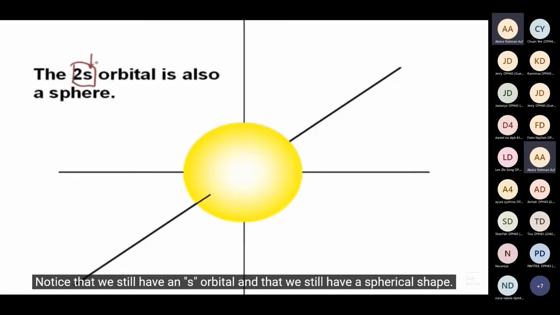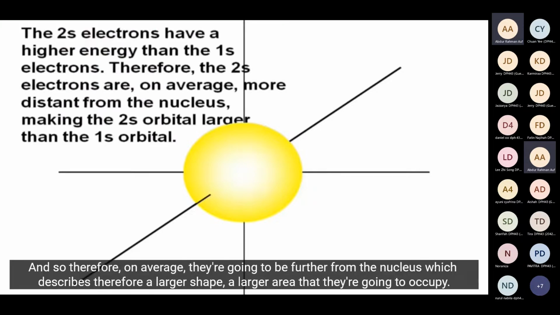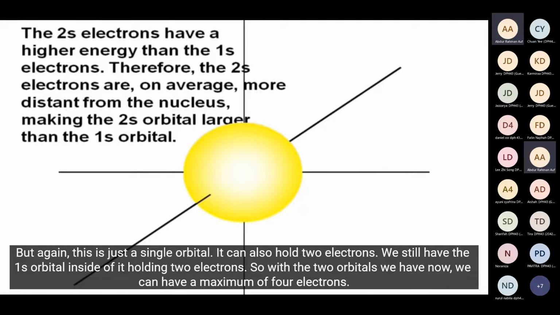Notice that we still have an s orbital, and we still have a spherical shape. But the electrons in the 2s orbital are higher energy, and so therefore, on average, they're going to be further from the nucleus, which describes, therefore, a larger shape, a larger area that they're going to occupy. But again, this is just a single orbital. It can also hold 2 electrons. We still have the 1s orbital inside of it, holding 2 electrons. So with the 2 orbitals we have now, we can have a maximum of 4 electrons.